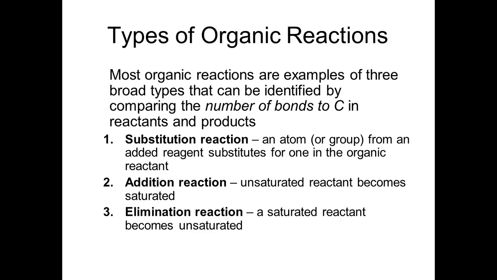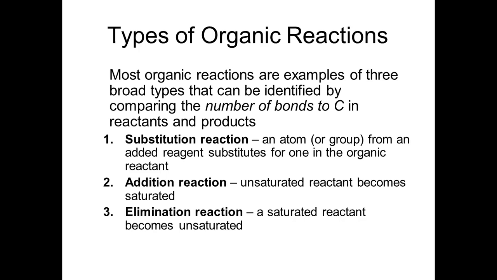So most organic reactions are examples of three broad types of reactions that can be identified by comparing the number of bonds to carbon in your reactants versus the products. So one class is a substitution reaction, in which case an atom or a group of molecules from an added reagent substitute for one in an organic reagent.